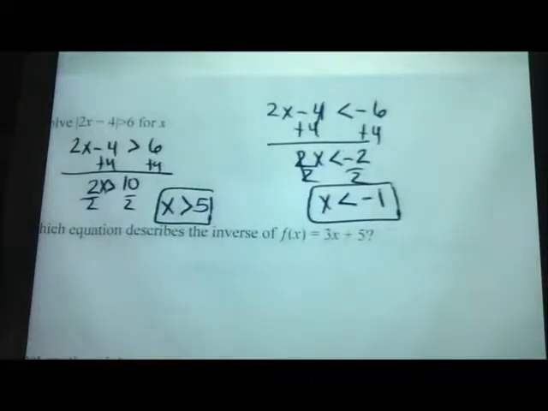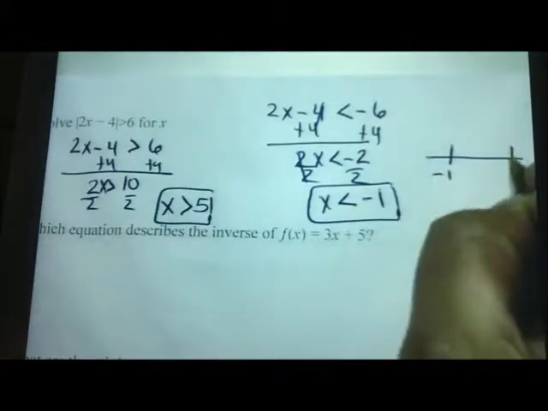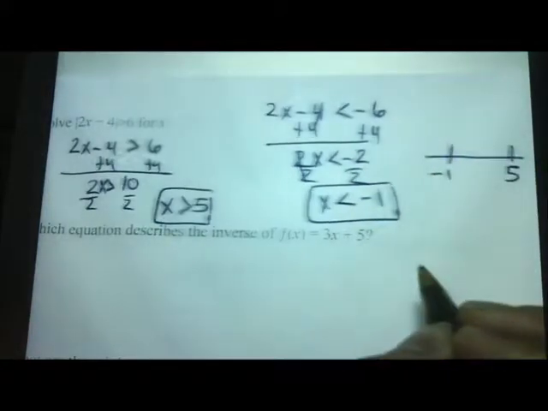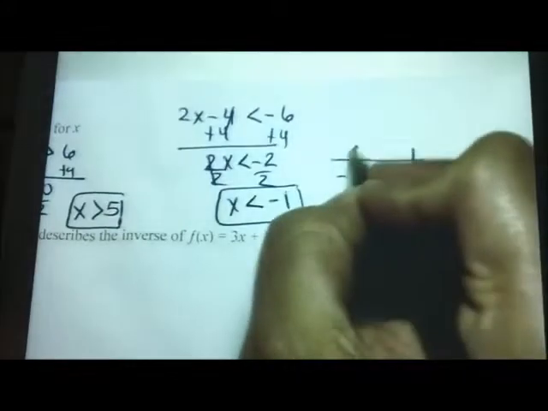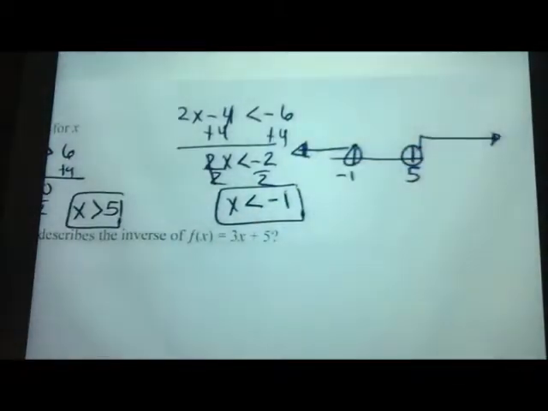If they ask you to graph this on a number line, this is -1, and this would be the 5. Because of the signs, they would both be open circles. The x is less than -1, and the 5 is greater than. So there it is. That would be the number line.